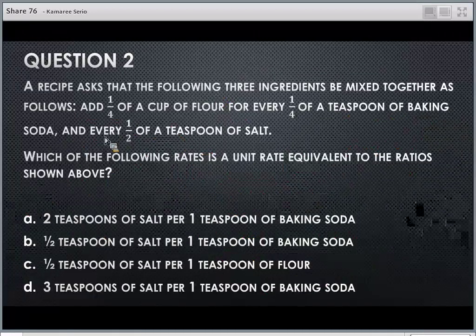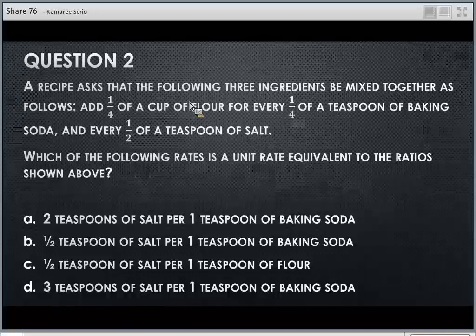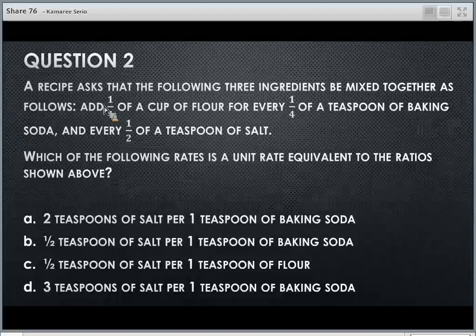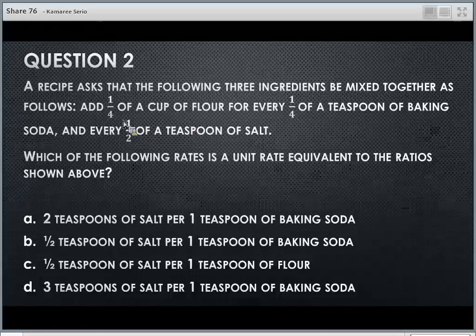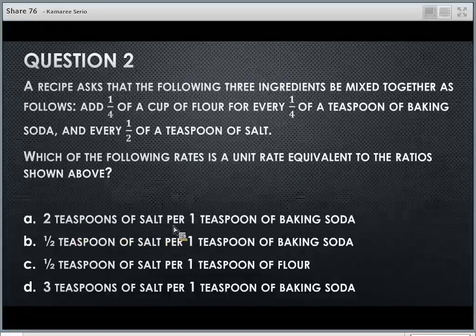Okay, for question 2. It says a recipe asks for the following 3 ingredients be mixed together as follows. Add 1/4 of a cup of flour for every 1/4 of a teaspoon of baking soda and every 1/2 of a teaspoon of salt. So they give us 3 different ratios here. The question is saying which of the following rates is a unit rate equivalent to the ratio shown above? This is 2 teaspoons of salt per 1 teaspoon of baking soda.